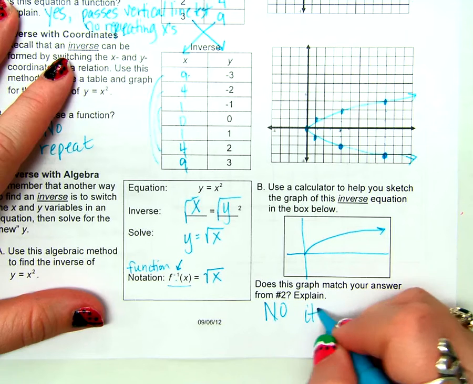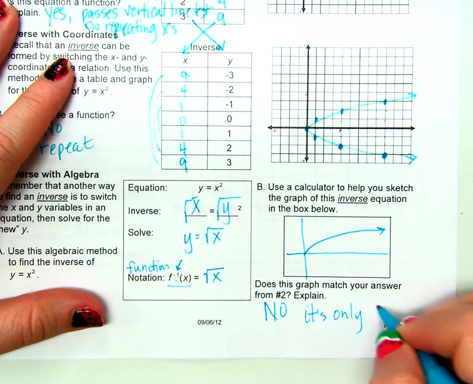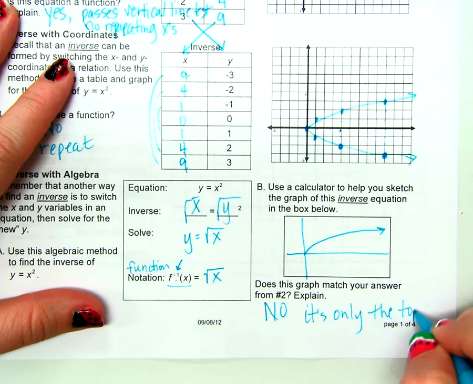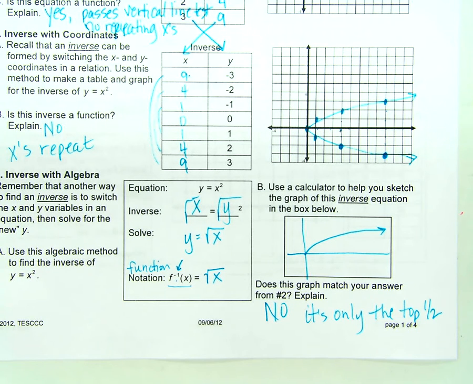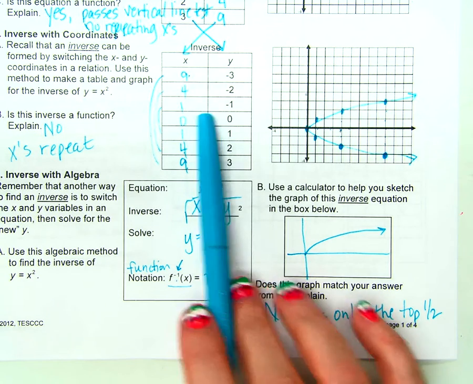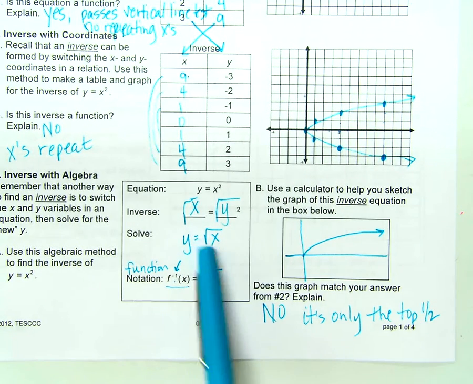It's only the top half. Right? It's only the top half. That seems weird to me. Does that seem weird to you? That I found the inverse and got this graph, and then found the inverse and got that graph?